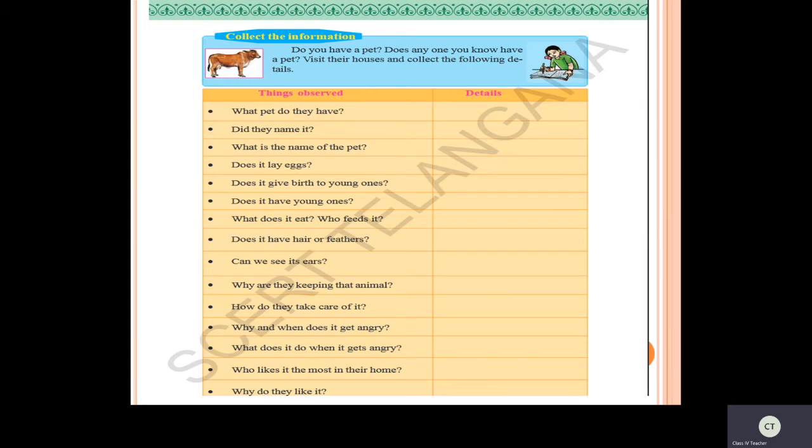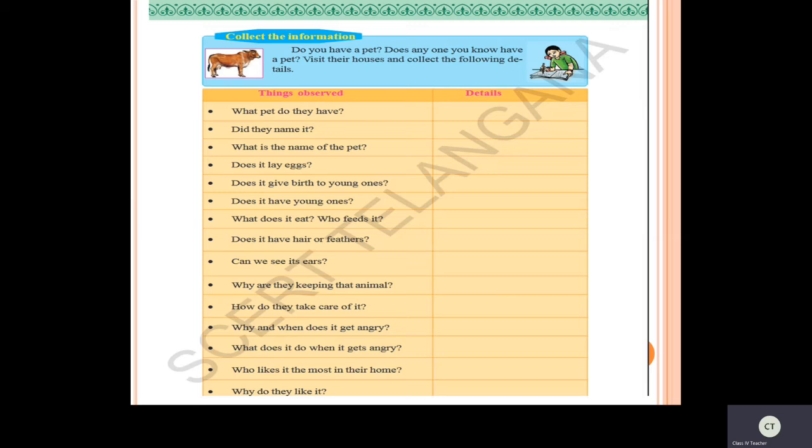I hope everyone will do this activity. It is very interesting, children. Generally, most of us keep dogs as a pet animal, right? And some will keep a parrot as their pet animal, or a rabbit. Yes. So you have to observe whether they are oviparous or viviparous. Here are a few questions you have to ask and write in the detail box.